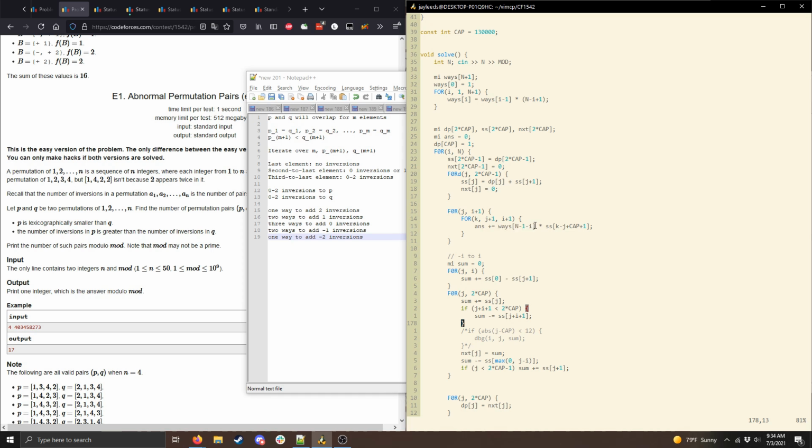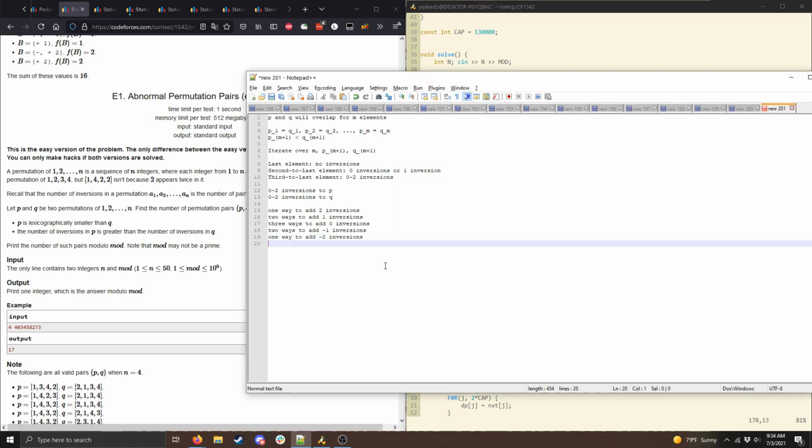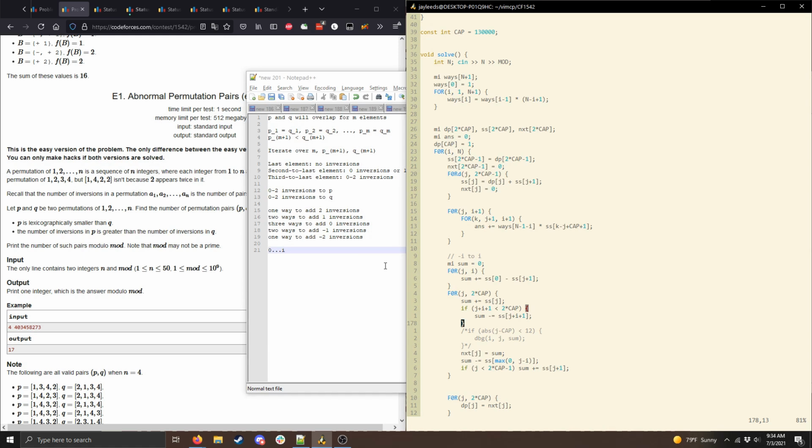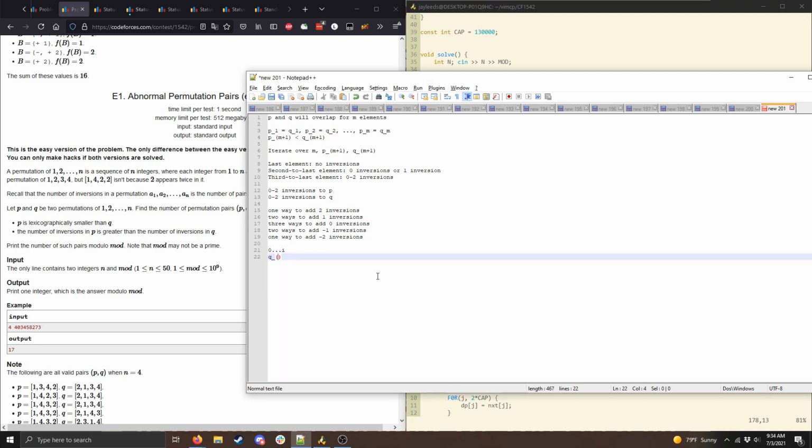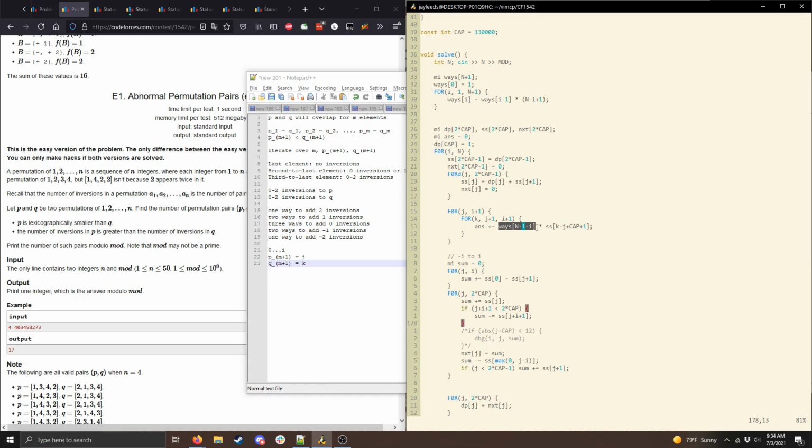Ways of n minus 1 minus I is basically counting the number of ways to place the first n minus 1 minus I elements. And then what I do is I'm assuming that we place the largest n minus 1 minus I elements first, and so at the end we have elements 0 up to I to place. And so then I'm iterating over which element j goes is equal to q m plus 1. Or sorry, p m plus 1, and then q m plus 1 equals k. And then I count the ways to place the first n minus 1 minus I elements times this variable stores the number of permutations where in the remaining elements p is going to have at least k minus j plus 1 more inversions than q.